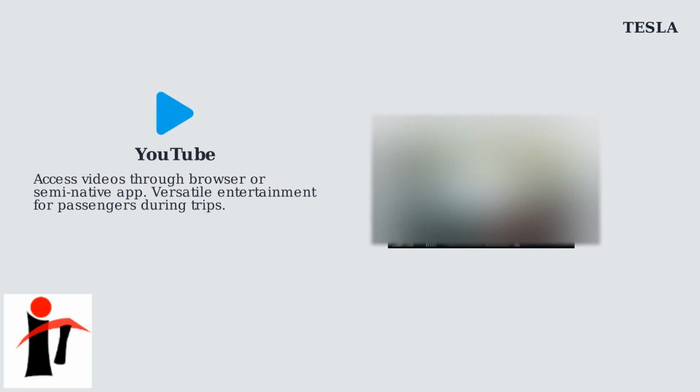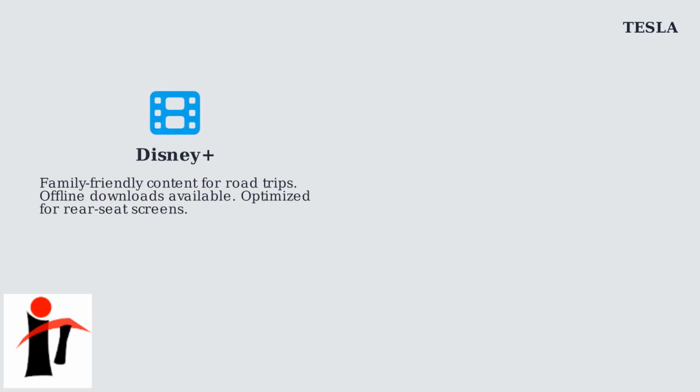YouTube is accessible through the built-in browser or a semi-native app, offering versatile video content. It's particularly useful for passengers, providing entertainment options for various interests during long journeys. Disney Plus brings family-friendly movies and shows to the Model X, perfect for road trips with children. Features like offline downloads ensure entertainment even without a strong internet connection. These apps enhance both driving and passenger experiences, making the Tesla Model X a more enjoyable vehicle overall.